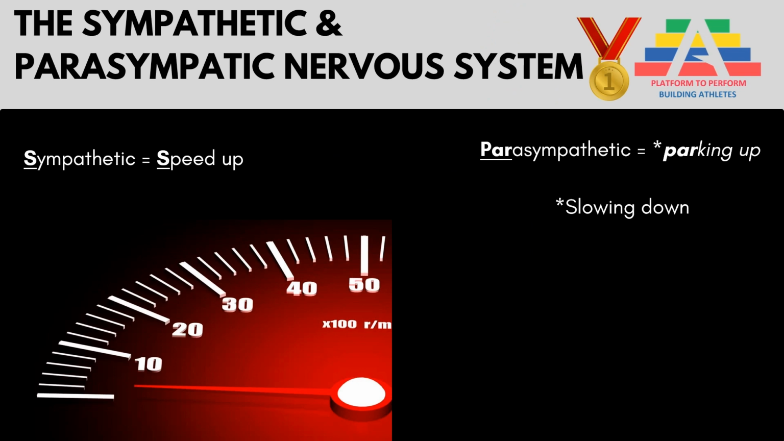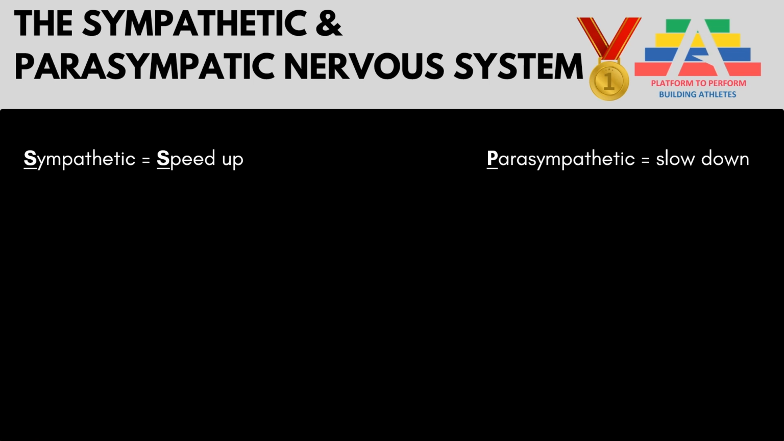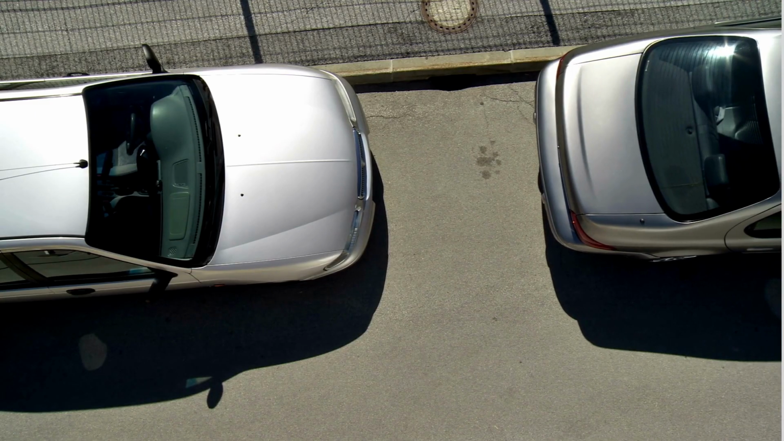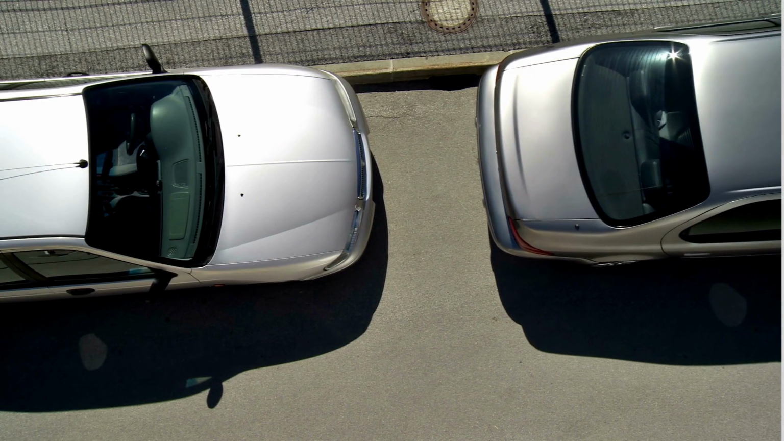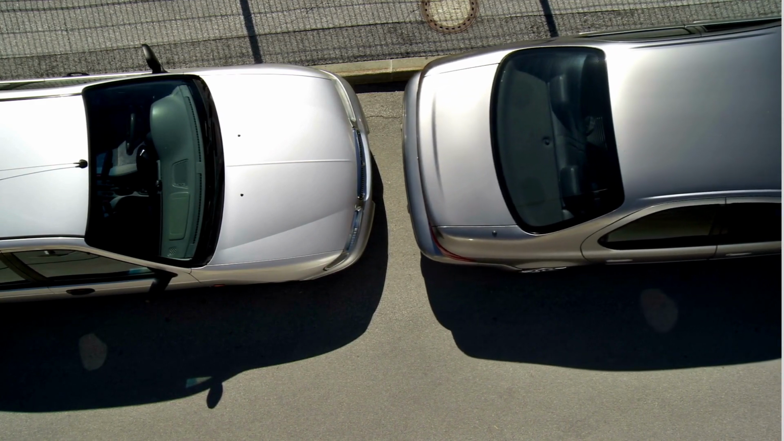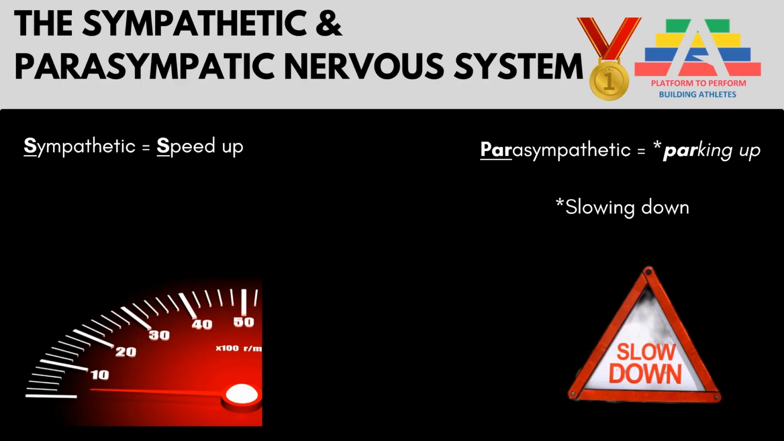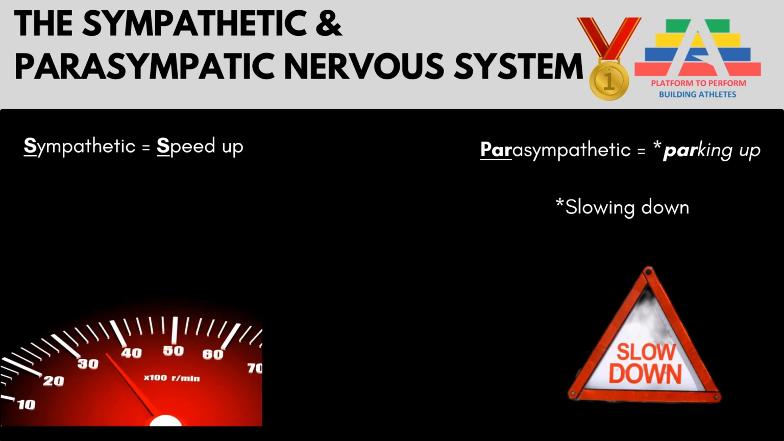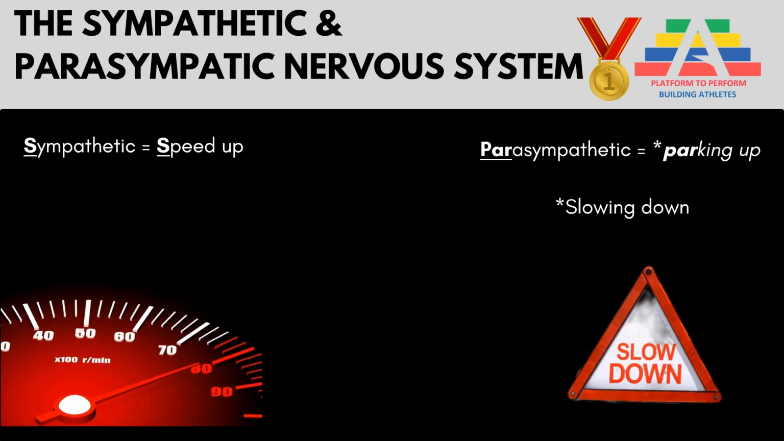Now remember, the sympathetic nervous system acts to speed up the heart rate, and the way I like to remember the parasympathetic nervous system is that this is what slows it down. So if you're trying to park a car, you're going to need to slow it down before you park it. So the sympathetic nervous system speeds up heart rate and breathing rate. The parasympathetic slows it down. So it's going to slow down our heart rate, slow down our breathing rate.